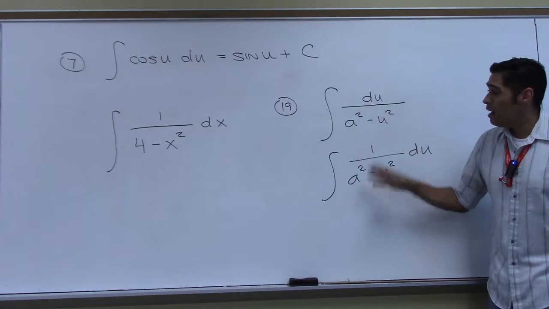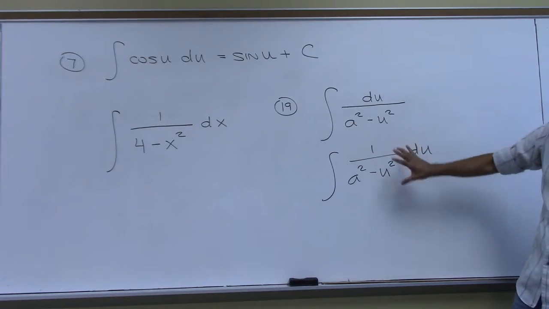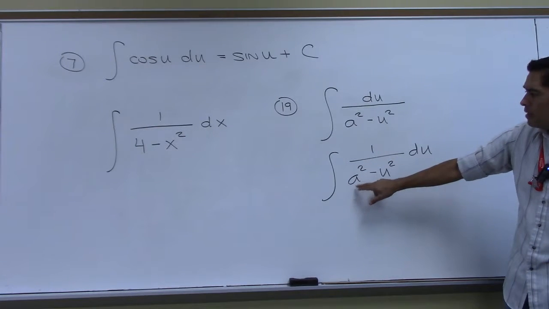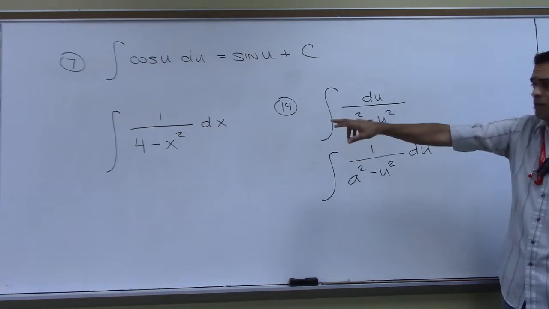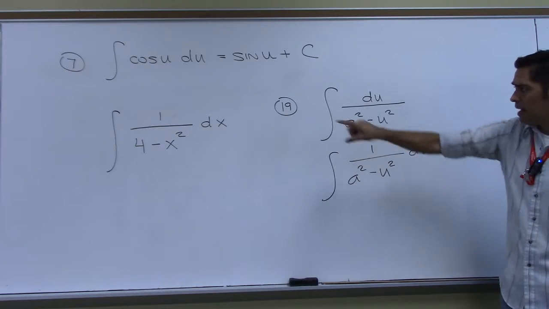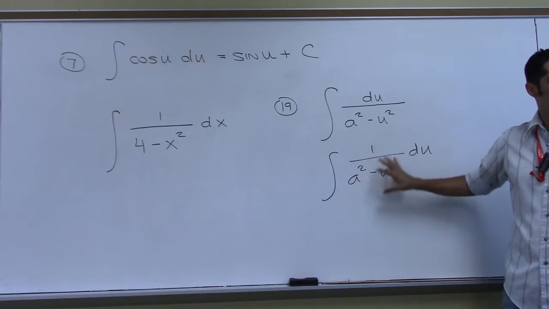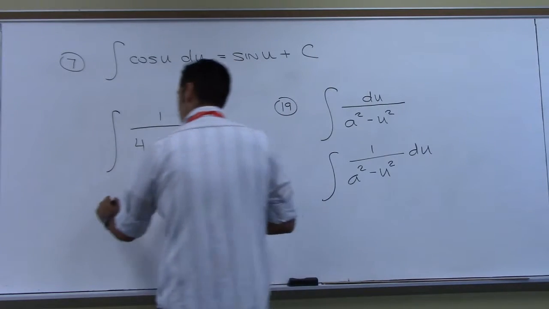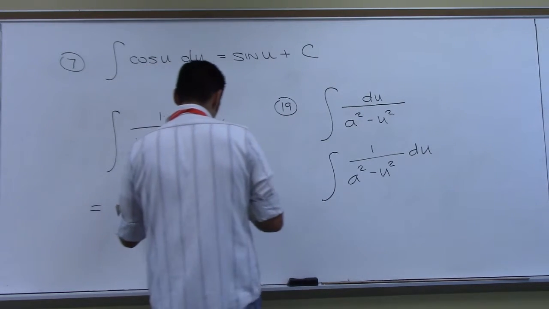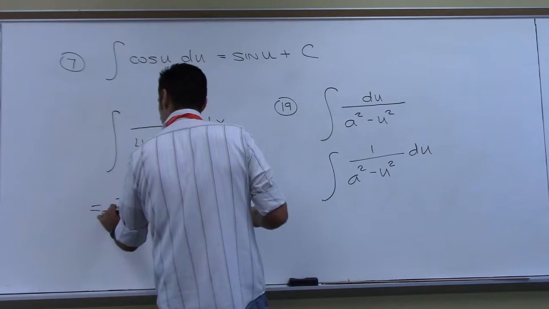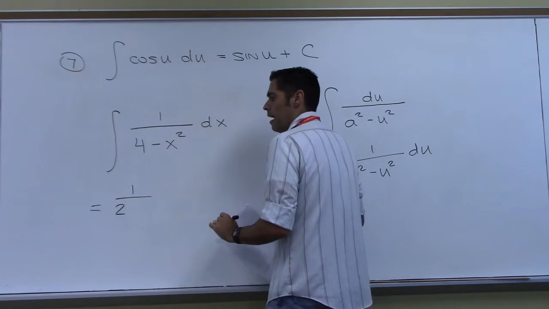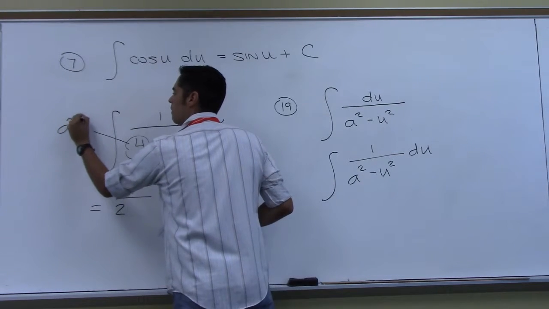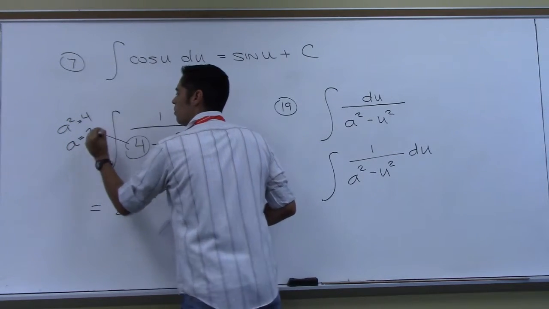So for our formula over here, using 19, we can see that a for us would be what? 2, right? 4 is 2 squared. So that falls into this formula pretty nicely, doesn't it? And so what is the answer? We don't have to do any work. What is the answer? 1 over 2 times a. Now remember here, a squared is 4, so a must be 2, right?